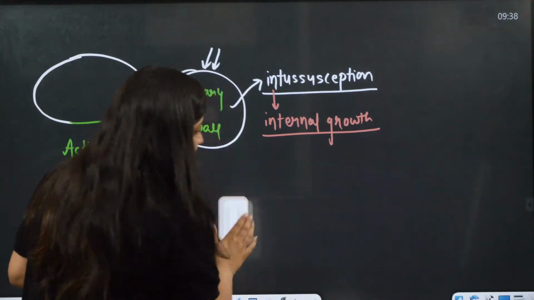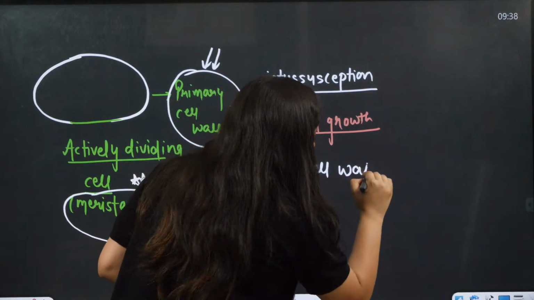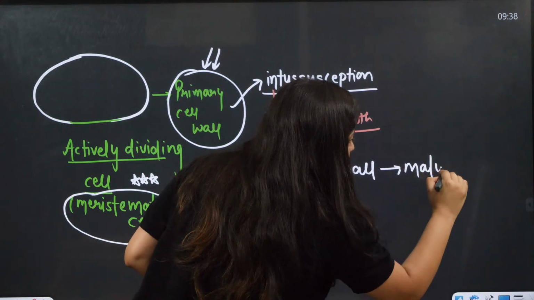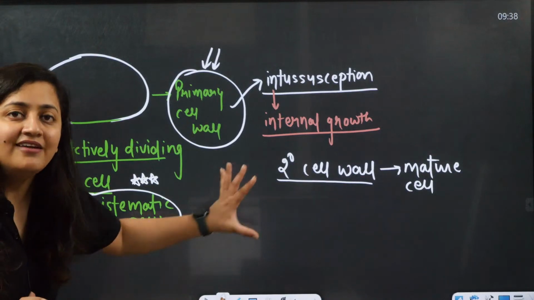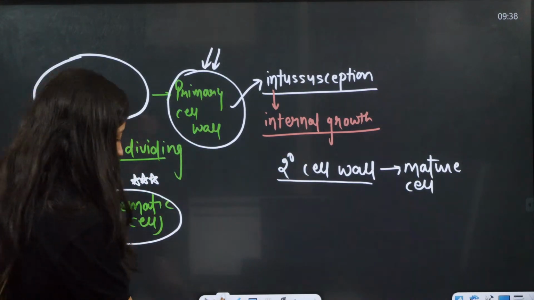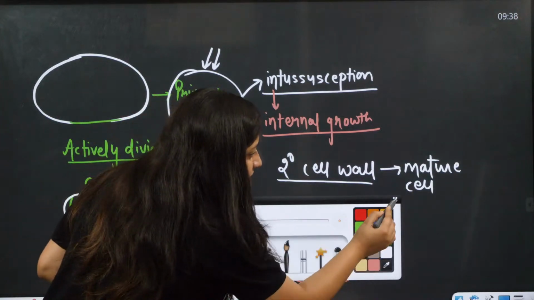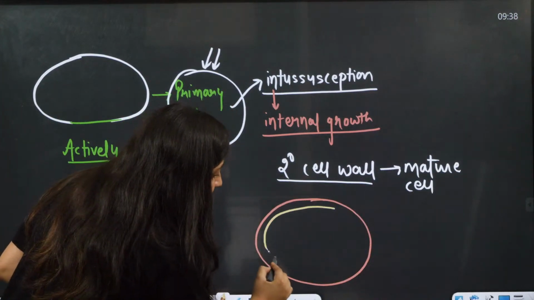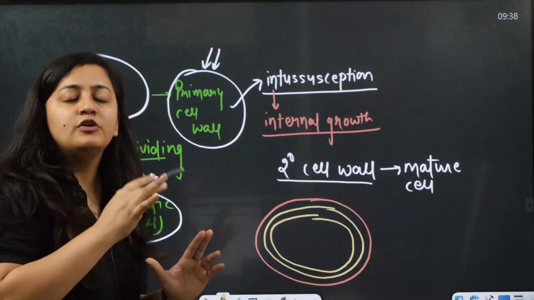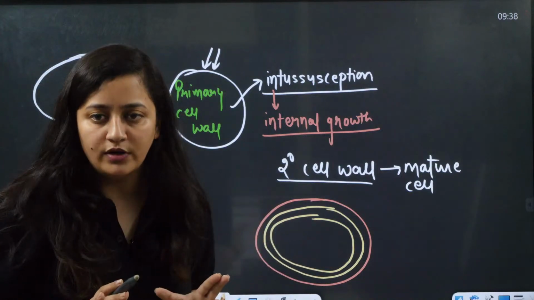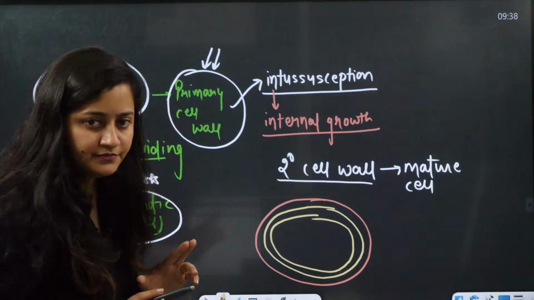Now let's talk about the secondary cell wall. The secondary cell wall will be there in a mature cell. When the plant cell is mature, it will have the secondary cell wall, and we consider it as dead. Let me tell you the reason. As I said, here you have the primary cell wall. Now the secondary cell wall will form in layers. These are the basics that we even studied in the chapter living world.